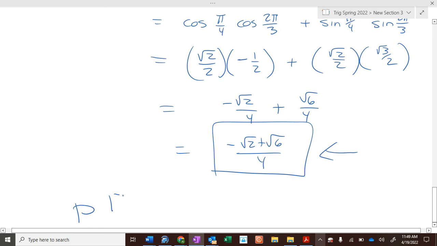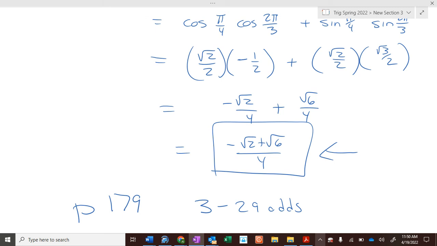On page number 179, we're going to do 3 through 29, the odds. Okay? On 3, 5, 7, and 9, you're just adding or subtracting. On 11, 13, 15, and 17, you're just finding the two numbers on the unit circle that add or subtract to it. You don't have to do the whole cosine problem all the way out. It's just 19 through 29 that you have to do what we did just at the end here. Okay? So get to work.